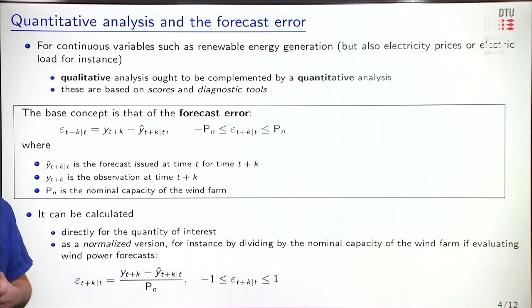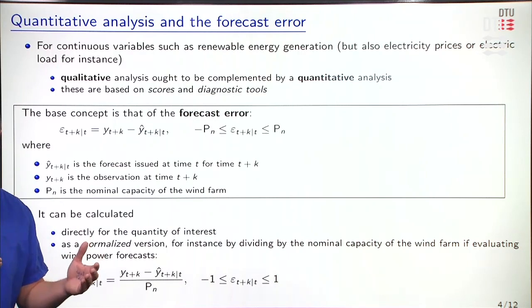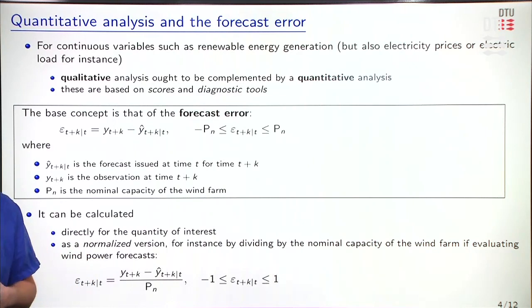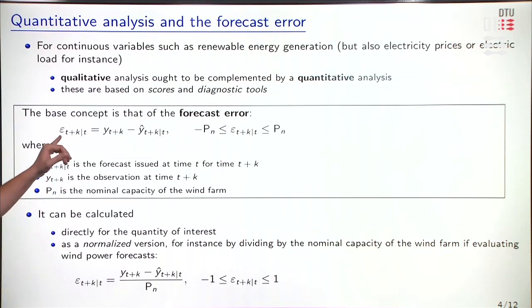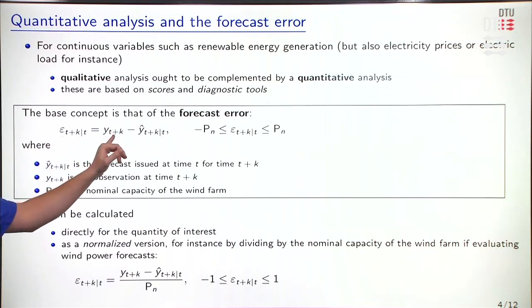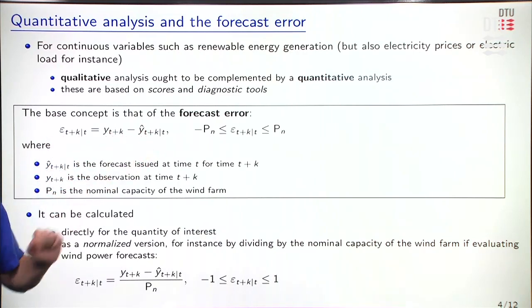So for instance, you want to know if your forecasts are better when it's cloudy or not cloudy, if your forecasts are better when the wind comes from the west or when the wind comes from the east, etc. The best concept for any quantitative analysis when analyzing forecast is the forecast error. We calculate the forecast error as the difference between the measurement and the forecast.